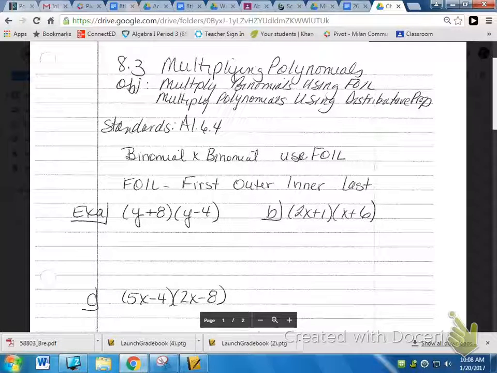Lesson 8.3, multiplying polynomials. Our objective today is to multiply binomials using FOIL, and also to multiply polynomials using the distributive property. This is Standards Algebra 1 6.4. The most common multiplying of polynomials ever is a binomial times a binomial, and you use the word FOIL, which stands for first, outer, inner, last.